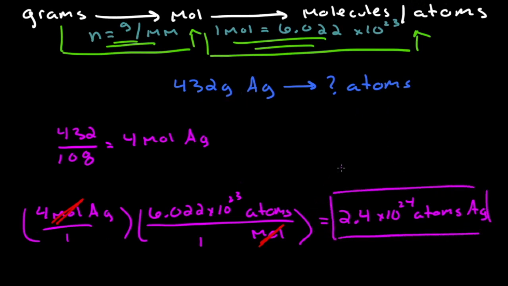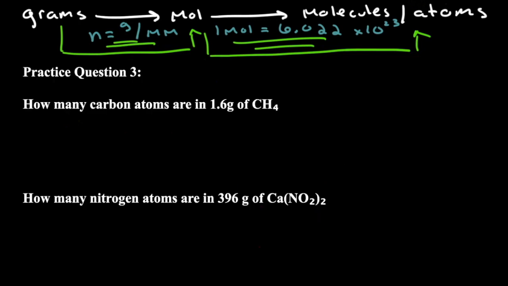So now let's try to do practice question number 3. Practice question 3 says that we have grams of some different molecules, and we want to find a certain number of atoms that are within that molecule. For this first one, we have 1.6 grams of CH4, and we'll have to first go to a mole using a gram to a mole conversion. So we're going to say that we have 1.6 grams divided by 16, which is the molar mass of CH4, and that's going to be 0.1 moles of CH4.